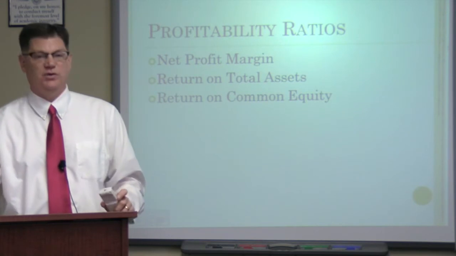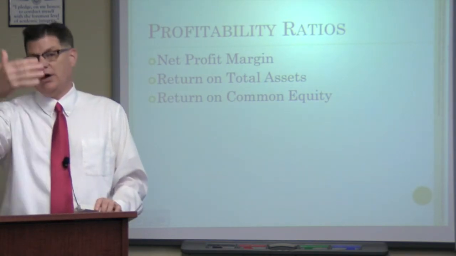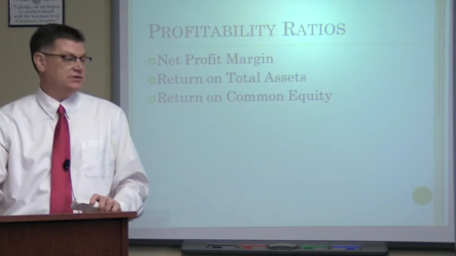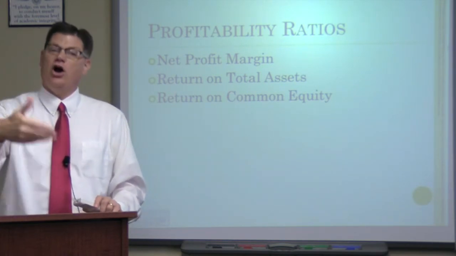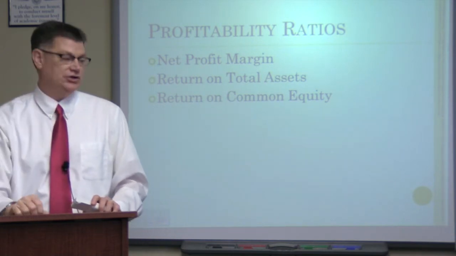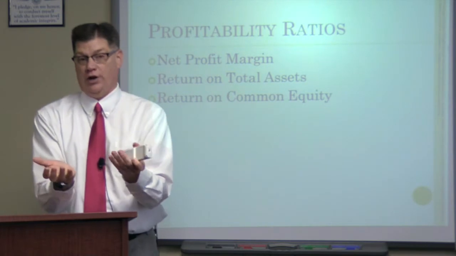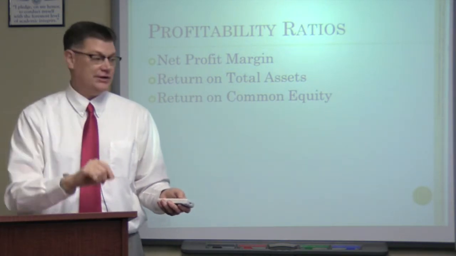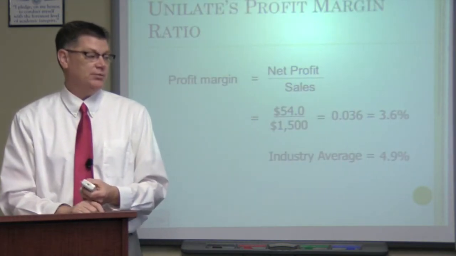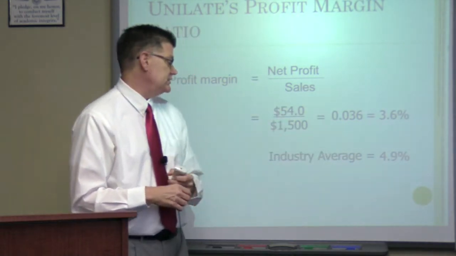Profitability ratios have to do with how profitable your organization is. Net profit margin is the sales less your expenses. Total return is what you are earning on the assets that you have been given to use. And return on common equity is what your owners are earning. The actual math related to it is net profit over sales. Profit over sales will give you what this is.